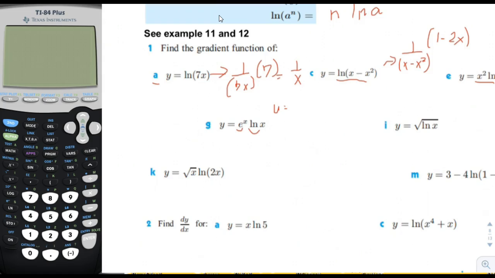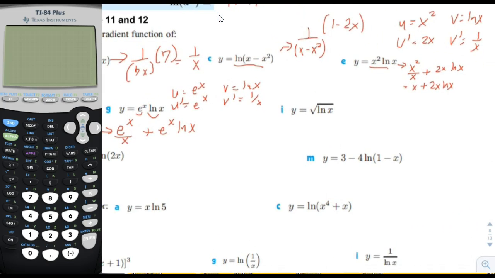So we'll say u is equal to e to the x. U dashed is also e to the x because the derivative of e to the x is e to the x. V is equal to natural log of x. V dashed is equal to 1 over x. Okay, so now we're just going to use the product rule. We're going to say, okay, it's going to be e to the x times v dashed, which is 1 over x, plus u dashed, which is e to the x, times v, which is natural log of x. Okay, so that's the derivative of that.